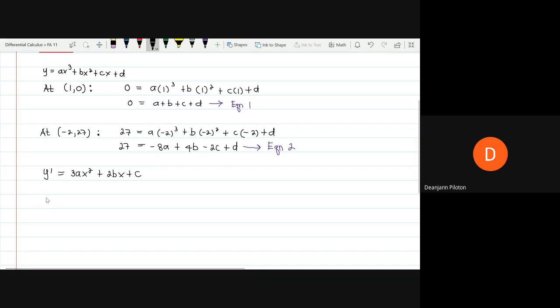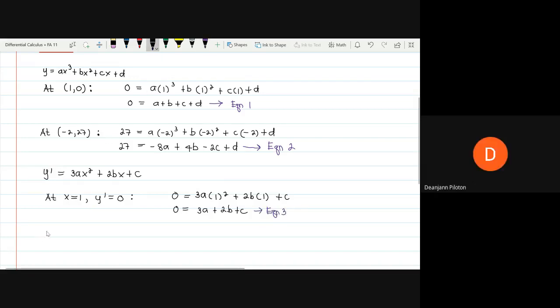So, let's use the critical values. At critical point, the critical value here is x is equal to 1, and take note that at the critical value, y prime is equal to 0. So we have 3a times 1 raised to 2 plus 2 times b times 1 plus c, and this is equal to 0. Simplify, 0 is equal to 3a plus 2b plus c. So this is equation 3. Okay, did you follow the y prime, class? Yes, sir, we followed.